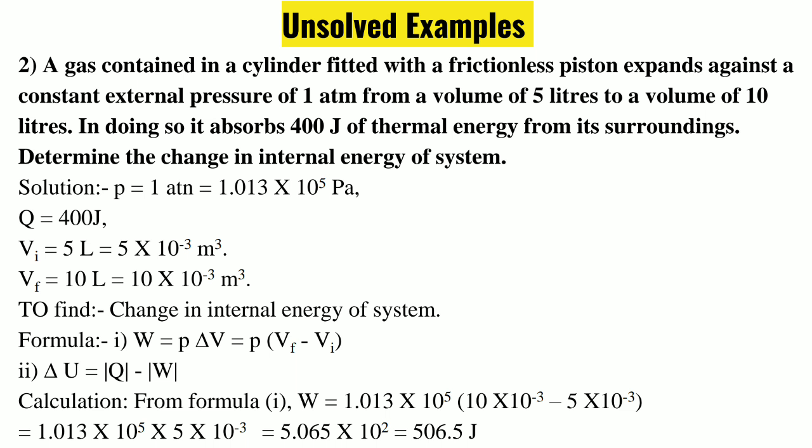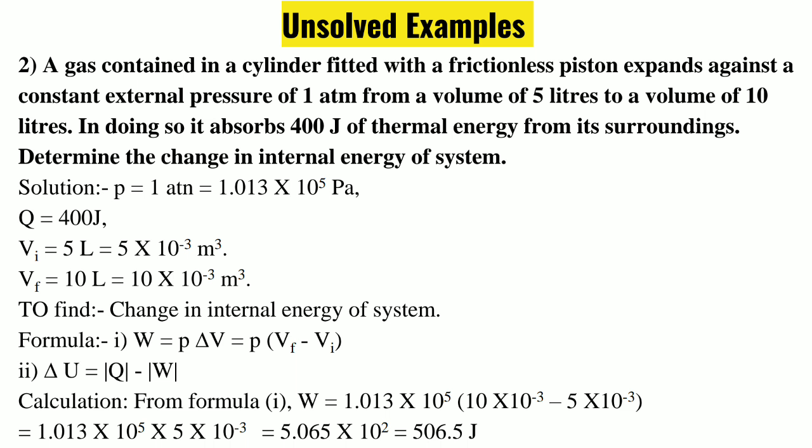Okay, in doing so, whenever we are providing pressure, what is happening? It is absorbing energy of 400 joule. We have to calculate the change in internal energy. Pressure 1 atm means 1.013 into 10 raised to 5 pascal. Amount of heat it is absorbing is 400 joule. Initial volume is 5 liter.